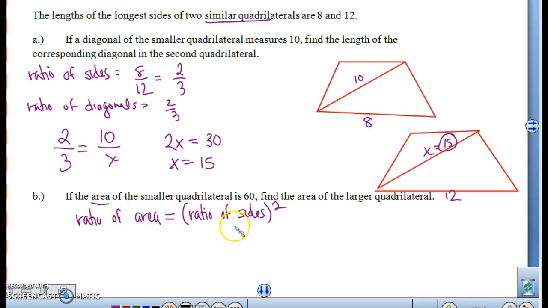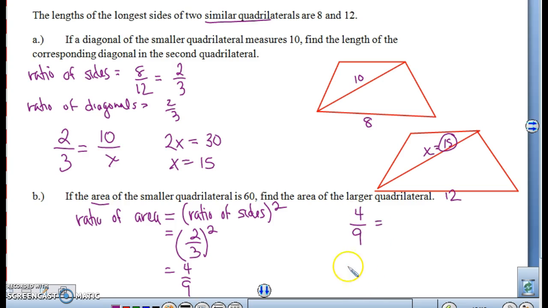Because remember, area is squared, so you take the sides and square it, and you get the area. Okay, so if I want to figure out the ratio of the area, we figured out the ratio of the sides back here was 2 to 3. And if I square that, that will give me 4 to 9. So the ratio of the area is 4 to 9.